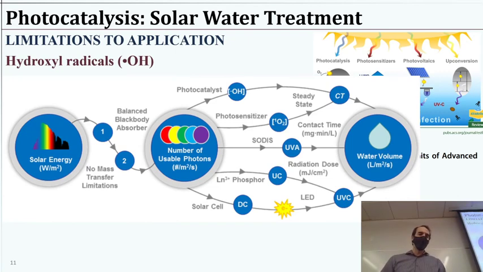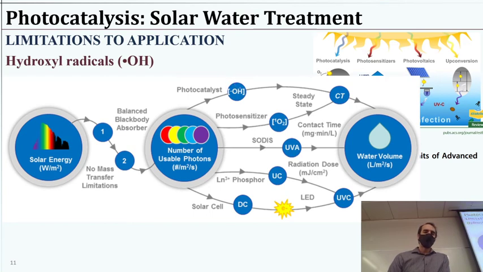One of their figures here takes a look at, okay, we've got solar energy. If that's our basis here, then that gives us some available number of photons, different wavelengths. And so there's a few options we can use. We can use a photocatalyst, aiming at hydroxyl radicals and other readily available ones with that, but mostly hydroxyl.